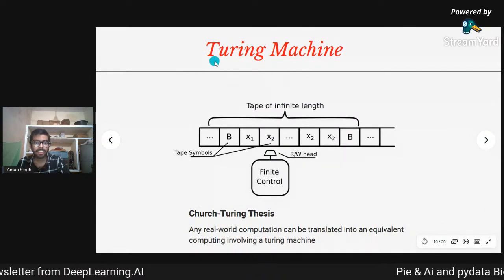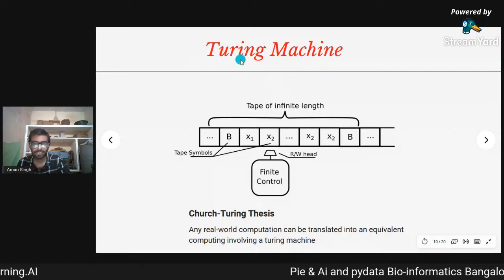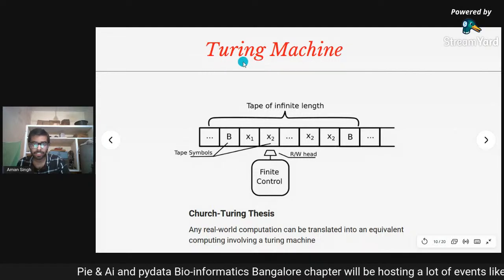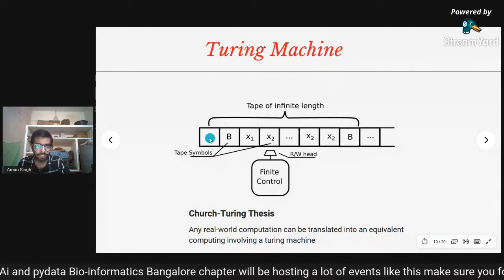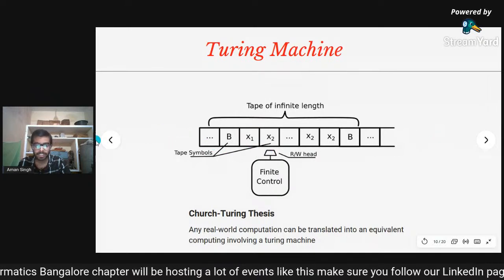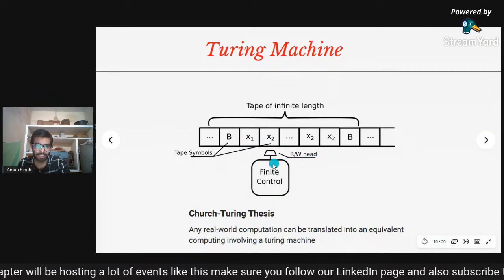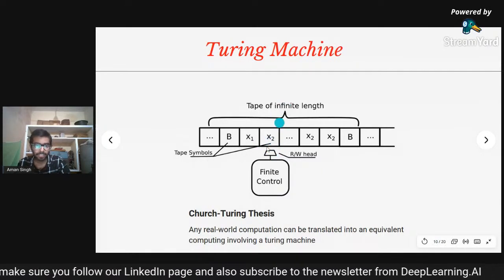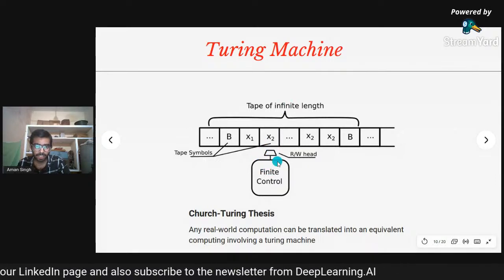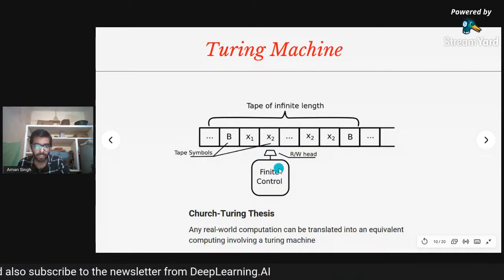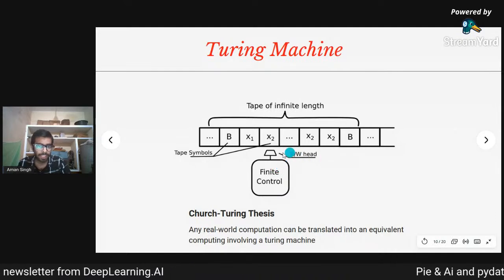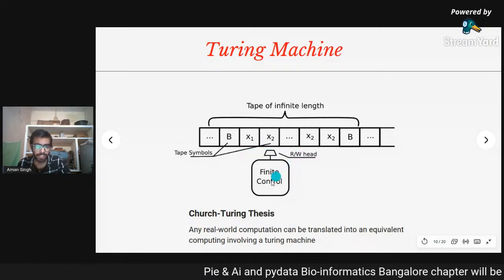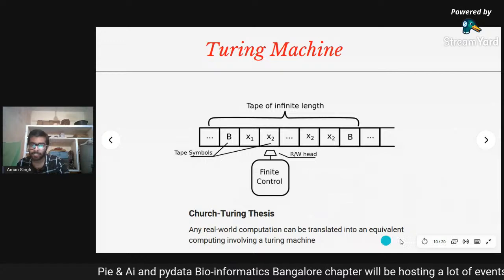Then we have the machine by Alan Turing, who gave a theoretical model of a machine known as the Turing machine. He considered a tape of infinite length on both ends, divided into blocks. In each block, one symbol from a set of symbols was there. A head points to that block, and it can move left or right.